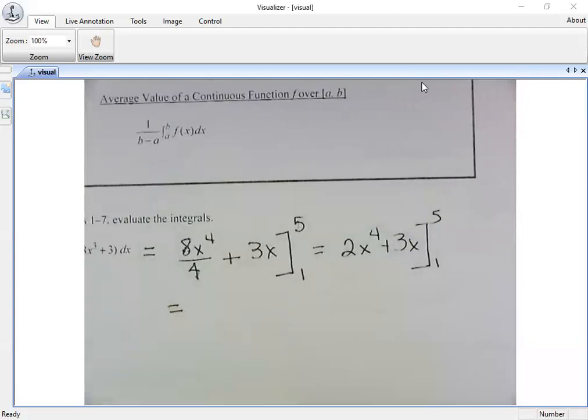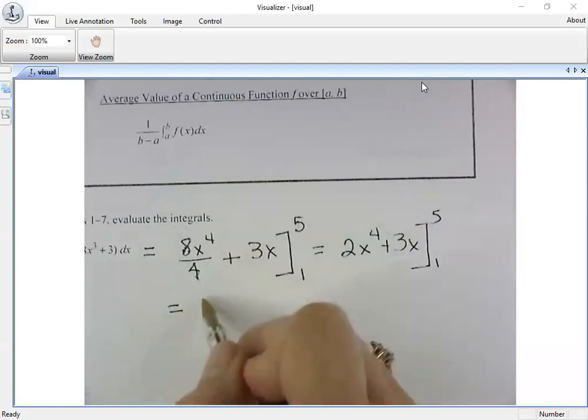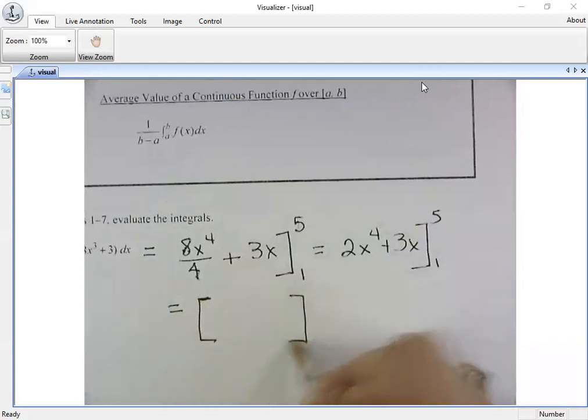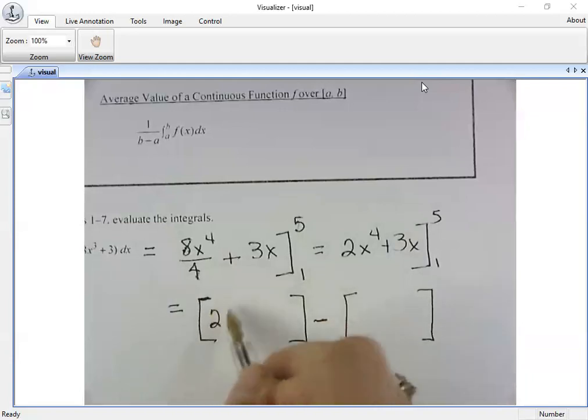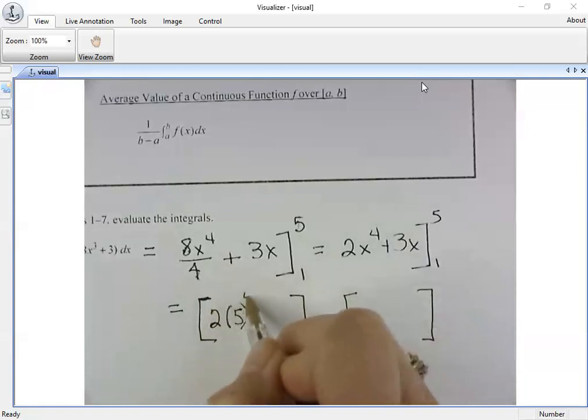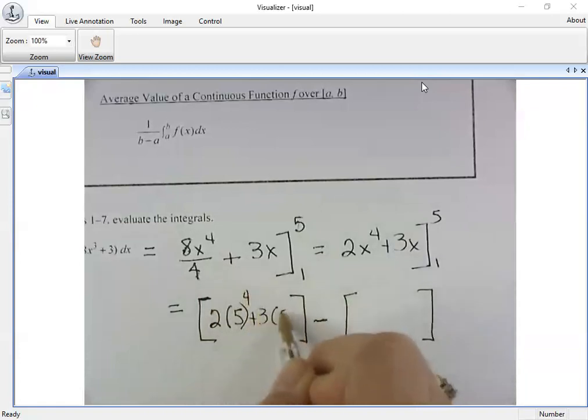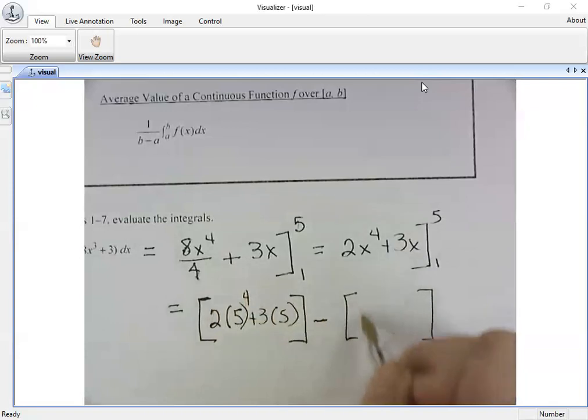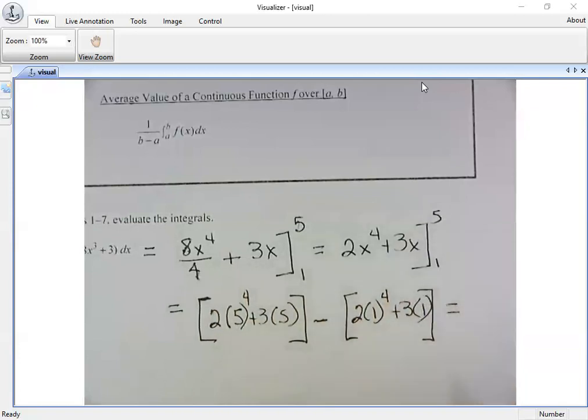So what would you write on your paper now? 2 sets of brackets. Good. 2 sets of open brackets. And what kind of sign between them? Minus. Yes, very good. You have to subtract. So the first one has 2 times what goes in for x? 5. Yes, 2 times 5 to the fourth plus 3 times 5. And then we're going to subtract 2 times 1 to the fourth plus 3 times 1. Okay, you might want your calculator here.